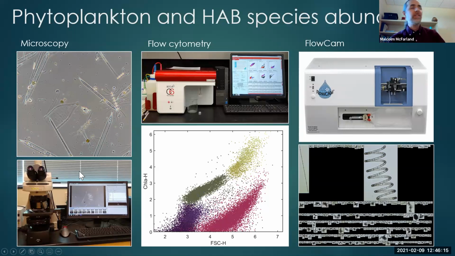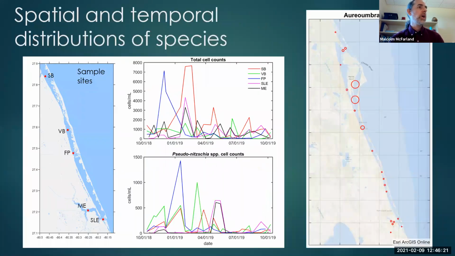So we end up with all this data and all these images that we can use to identify who is there, and we can count who is there. And we're doing that pretty regularly from a number of sites in the estuary and in the lagoon, in particular these five sample sites here. And so for each of these sample sites, we have abundance of these different types of algae. And we get something that looks like this.